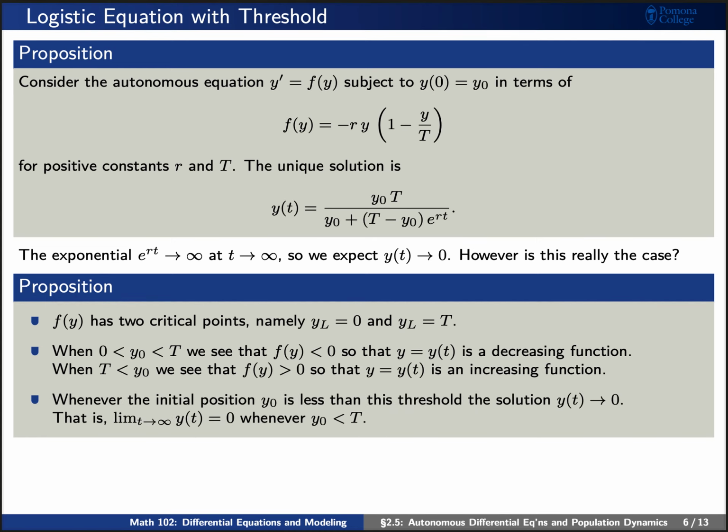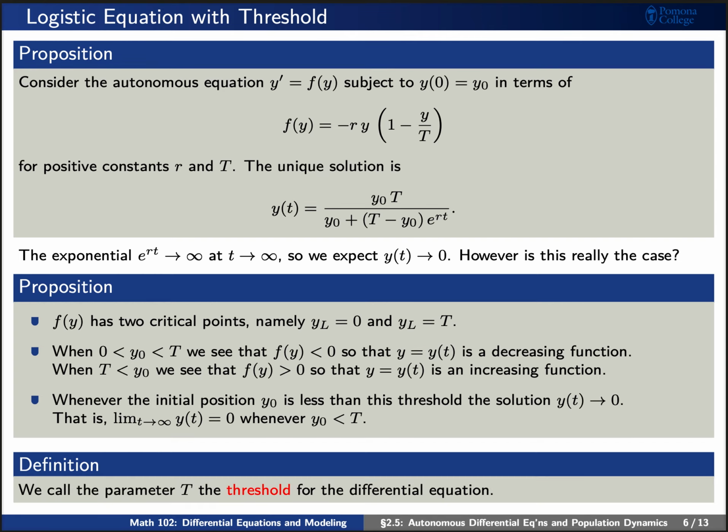So this means that whenever our initial position y0 is less than the threshold T, then all of our solutions must tend to 0. Remember, y of t is a decreasing function. That is, the limit as t increases without bound of y of t equals 0 whenever y0 is less than T. We're going to call this parameter T our threshold for this reason. That is, if anything is less than T, then everything seems to die out to 0.